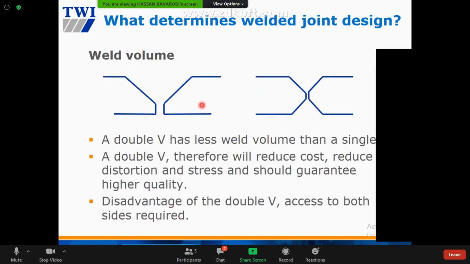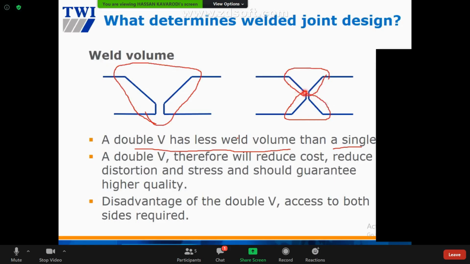Comparing single V and double V, double V has less weld volume than single V. That's true. You see how big, for the same thickness, how big the bevel here. Then it consumes more electrode, all right? If we make it double V, then it will reduce the consumable cost. And the good thing here is it reduces cost, reduces distortion, reduces stress, and high quality. Disadvantage, access to both sides required. All right.